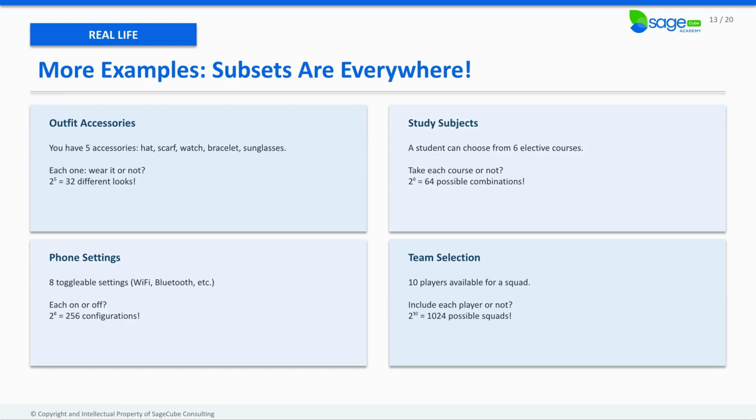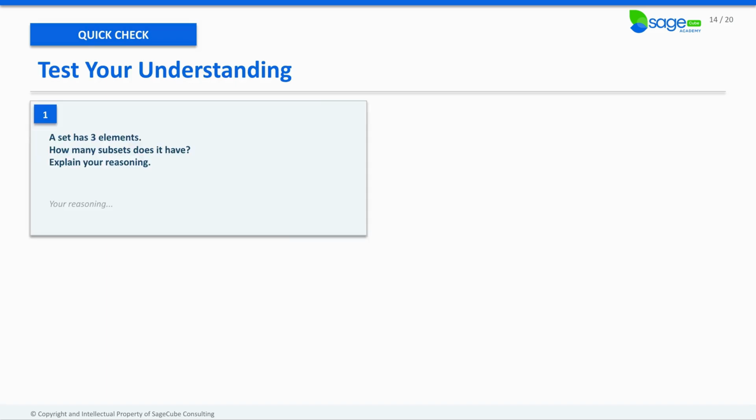Okay, let's test your understanding with 4 quick questions. Quick check. So pause and let's walk through all of them. 1. A set has 3 elements. How many subsets does it have? So it has 3 elements, right? So our n equals 3. So then how many subsets? And that's 8, right? 2 exponent 3, and that's 8.